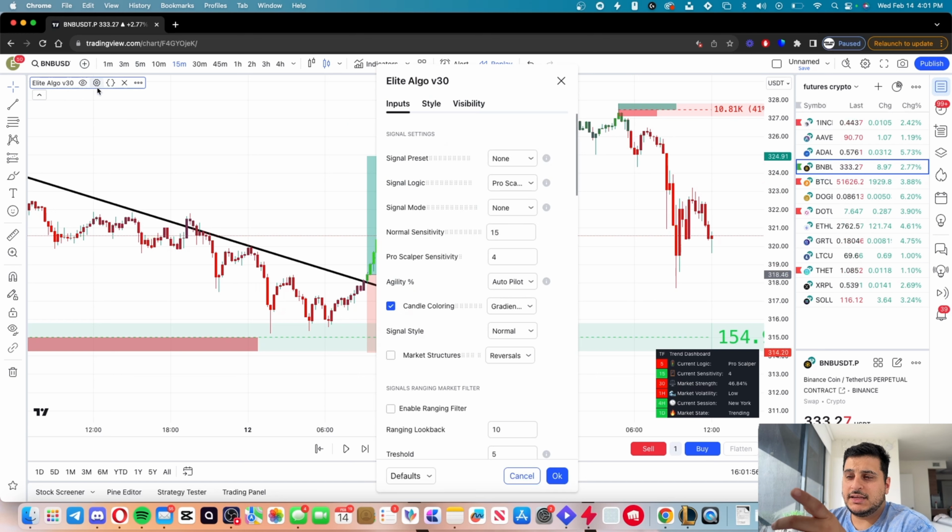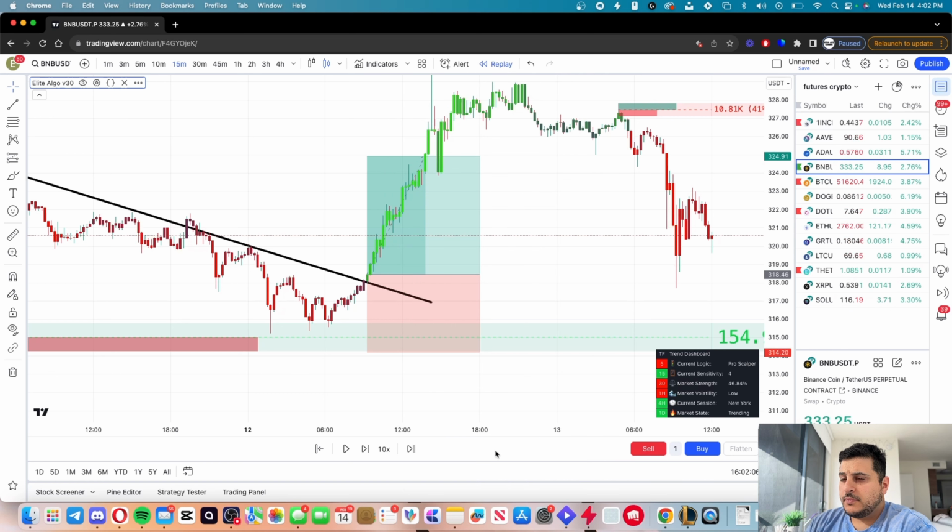So if you go into the settings page here, then you go under where it says signal mode, you want to turn on any one of these three. I prefer Trend Plus AI. Then we're going to press OK. Now what it's going to do is give you buy and sell signal confirmations on your charts so you know exactly what to do.